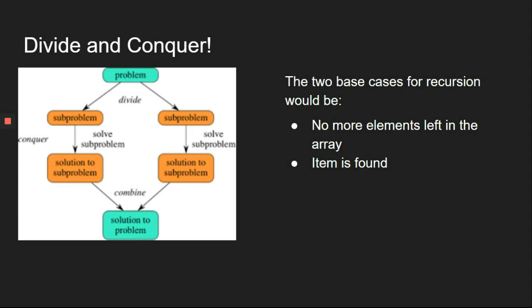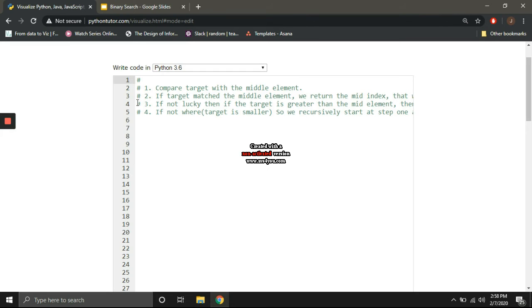We can see this algorithm can be defined recursively to generate our solution. And the two base cases for recursion would be no more elements left in the array and when the item is found. Let's move over to Python Tutor to take a look at the code that we can use to solve this problem. We should write some steps here to help us outline the code, some pseudocode, if you will. There were 4 basic steps we used to compute this manually. The first one was compare the target with the middle element.